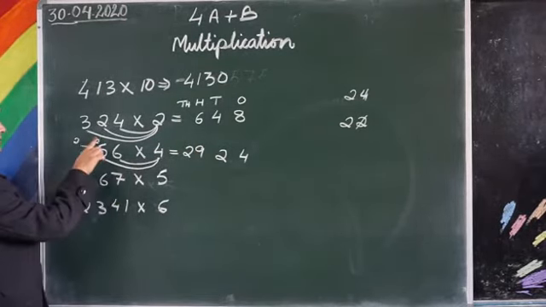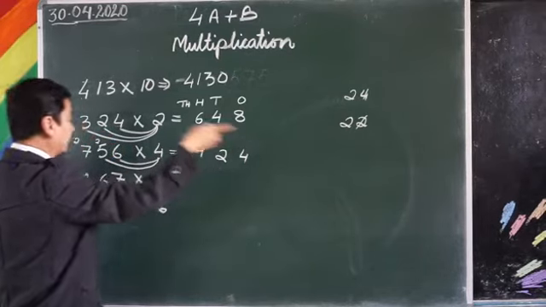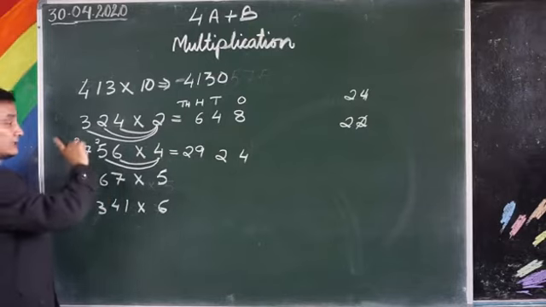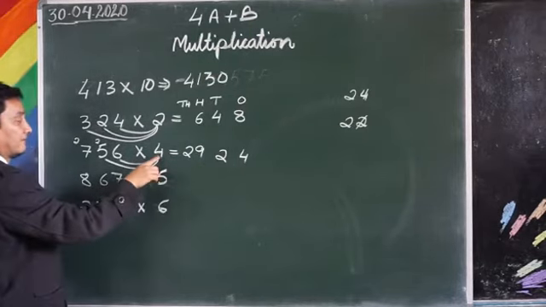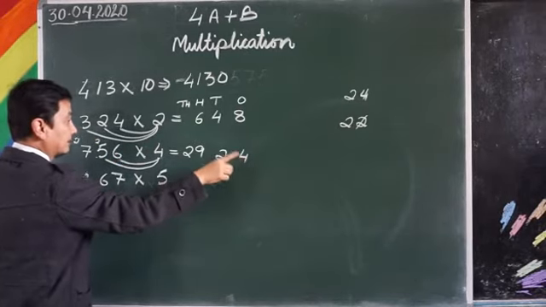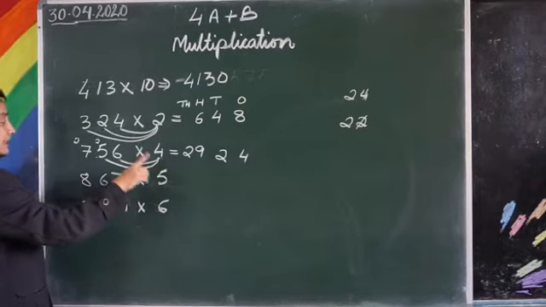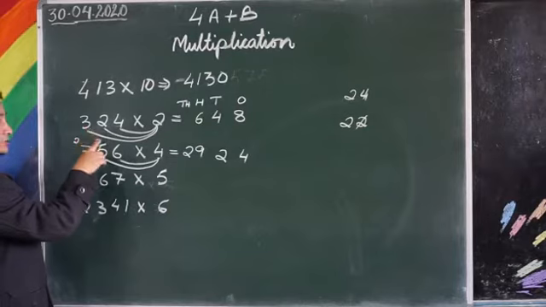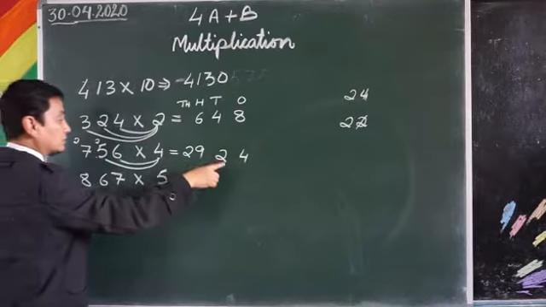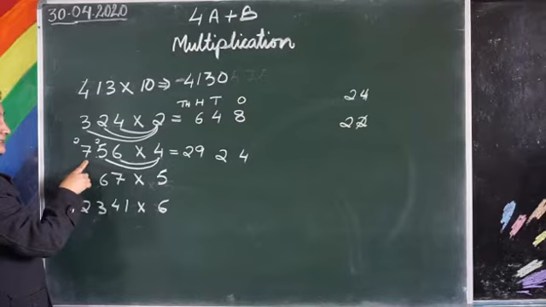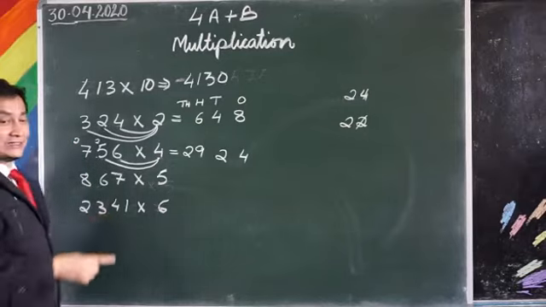4 6s are 24. Instead of writing there, you can carry it here. It will be easier. Whichever is the first number, carry that. The second number, write it down. 4 6s are 24. 4 is the second number. Next, 4 5s are 20. Plus 2, 22. 4 7s are 28. Is it 28? Yes. 29, 30.